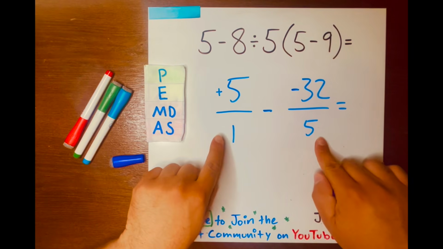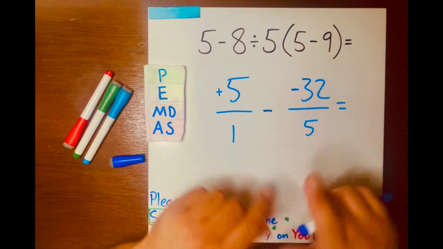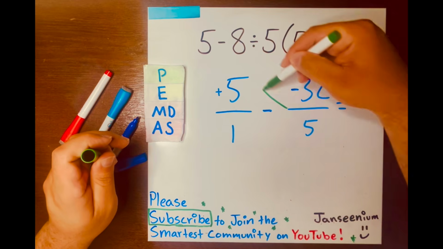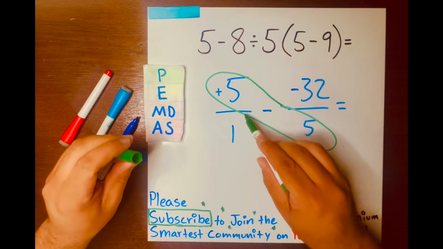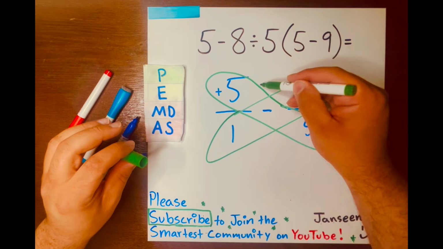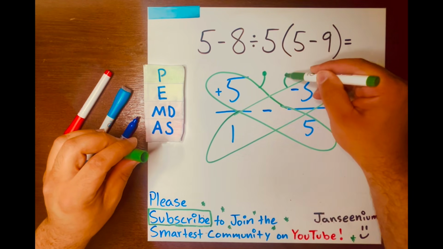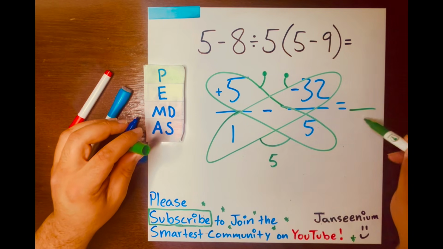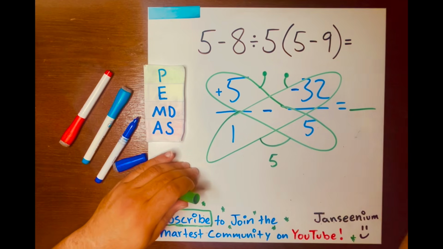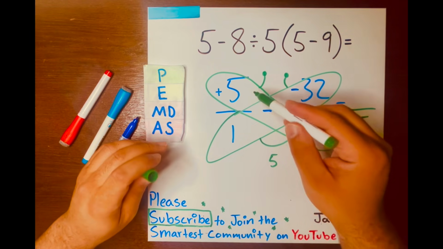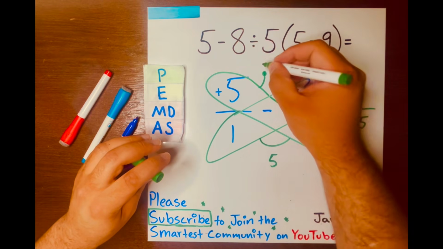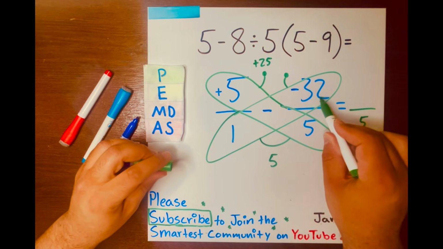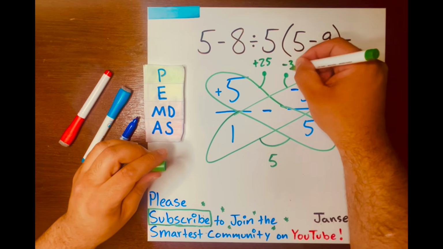And notice that the denominators are different. So I will be using the butterfly method. So yes, I will draw 2 wings, 2 antennas, and a body. So you multiply what's inside the wings, and then you write the results above the antennas. It's a pretty butterfly. Here's the body. 1 times 5 is 5. That gives us the denominator to the answer. So it's 5. And then we multiply 5 times 5. That's positive 25. 1 times negative 32 is just negative 32.